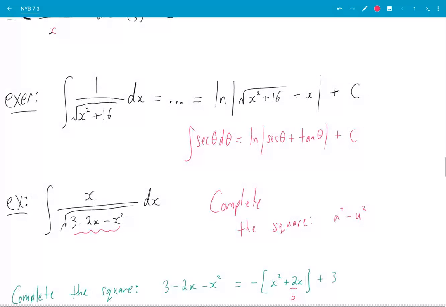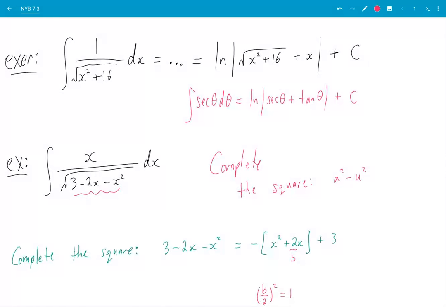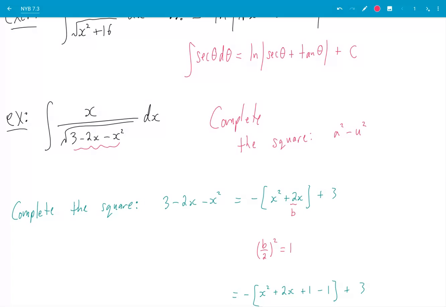Okay, so what do I do? I complete the square. My first step is to rearrange my terms and isolate my x squared and my 2x here. Whatever number is sitting in front of the x, I call that b. So in this case, b equals 2. Now the magic formula is to calculate b over 2 squared. In this case, I get 1. And then you take that magic number 1, and you add it and subtract it inside the square bracket.